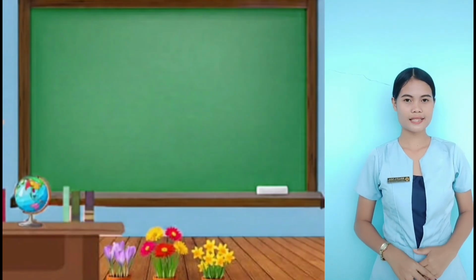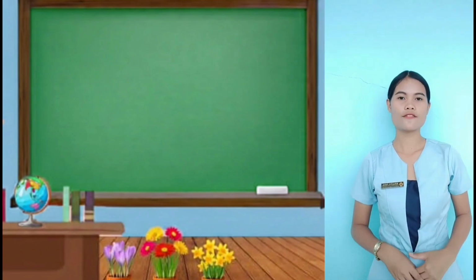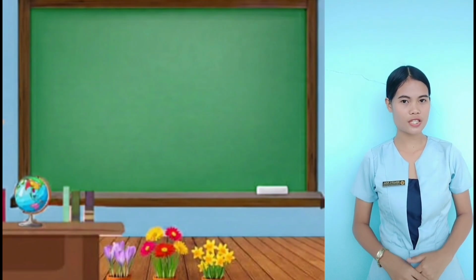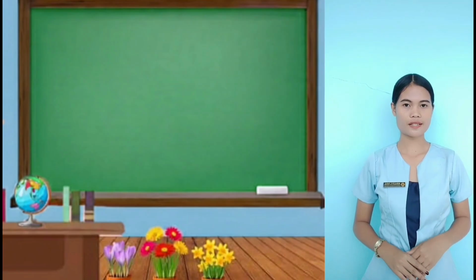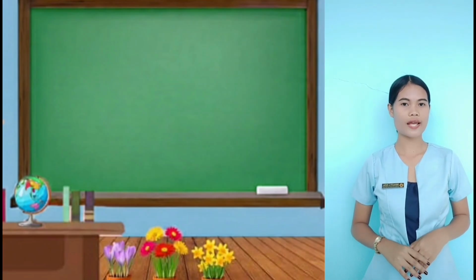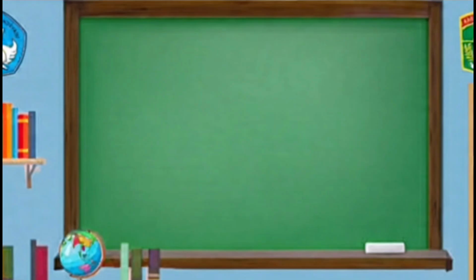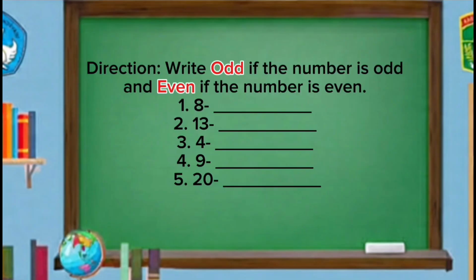Do you understand, class? Do you have any questions and clarifications? Alright, because you don't have any questions and clarifications, I have here an activity for you to answer. Write odd if the number is odd, and even if the number is even. Number 1, 8. 8 is even. Very good.